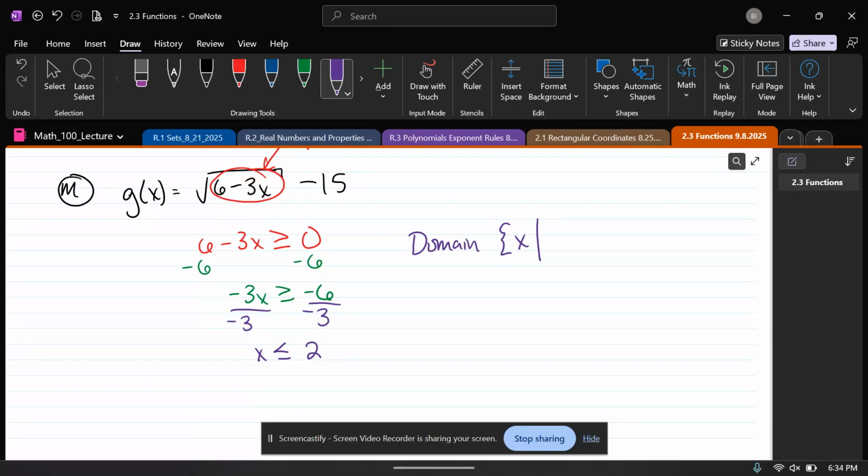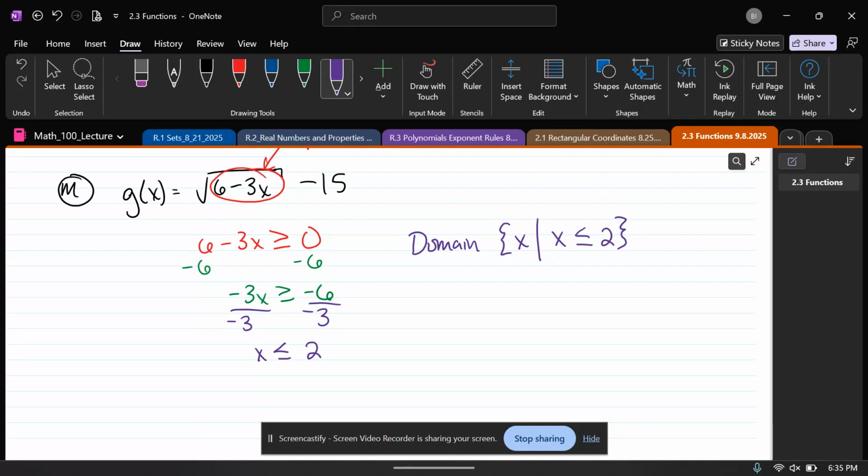So what's our domain in set notation? Less than or equal to 2. Just copy that. So set it up, solve it. Once you get it solved here, it's just copy that over. You don't change anything about it on the square root part.